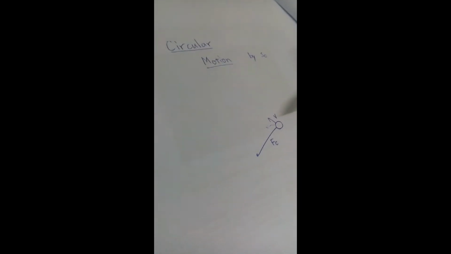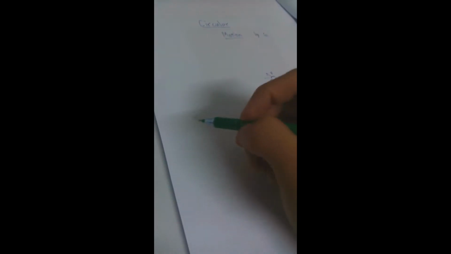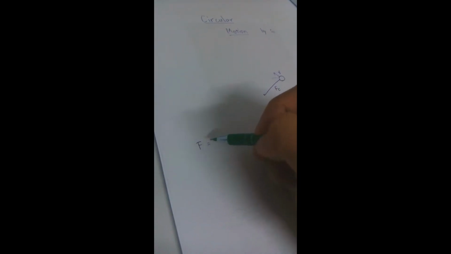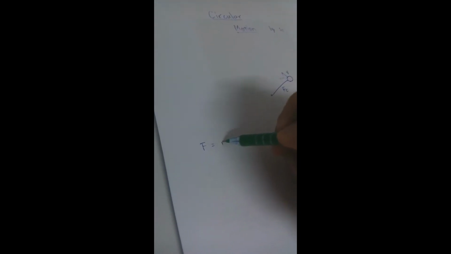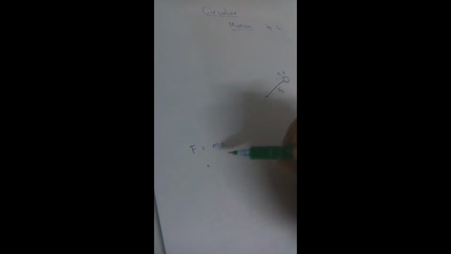For circular motion, we have many formulas, but I will only introduce the important ones. The first one is F equal m a. From here we can say that a is centripetal acceleration, so it is v squared over r.